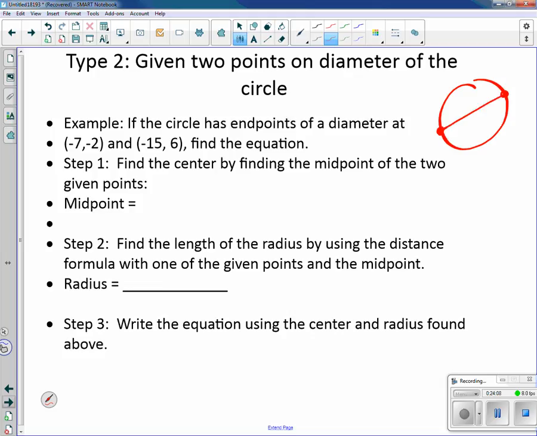So what are the 2 things I need in order to write my equation? You need the center and the radius. Did they give me the center? No. Did they give me the radius? No. So the first thing I need to do is find the center. Now, there is no trick to this. If I'm looking for center, I'm looking for midpoint. So I want you all to find the midpoint between the 2 points.